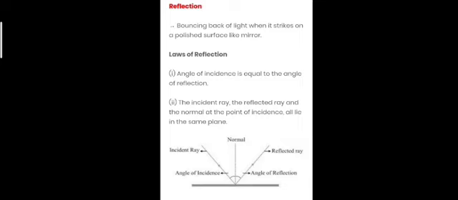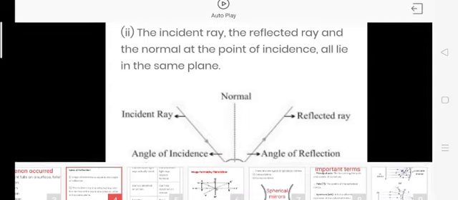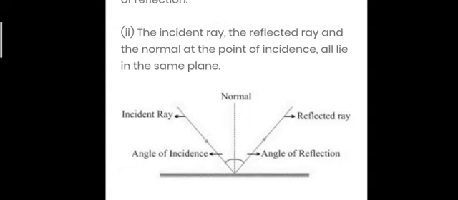To get a proper understanding, look at this diagram. That is a polished surface, and that is the incident ray, the incoming ray which falls on the surface. Another ray is the reflected ray, the bouncing back ray, and a dotted line drawn from the center is called the normal. The angle between the normal and the incident ray is called the angle of incidence, and the angle between the normal and the reflected ray is known as the angle of reflection.